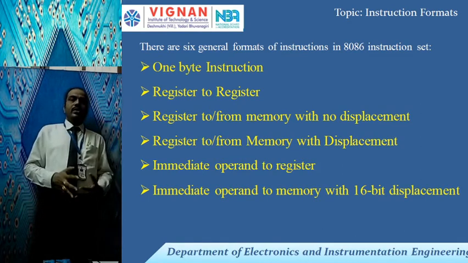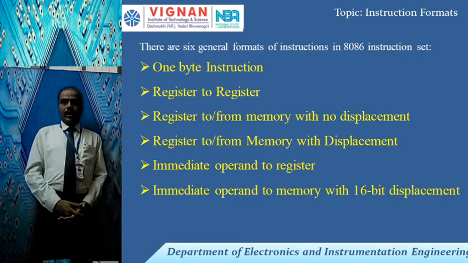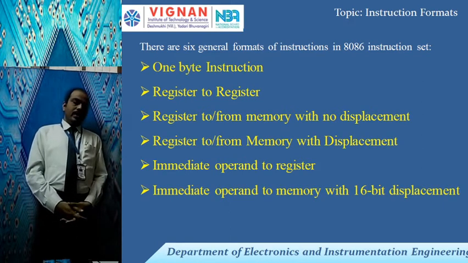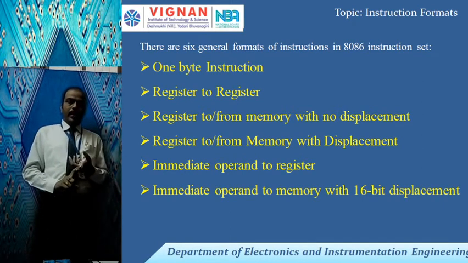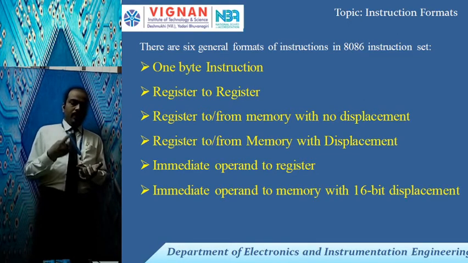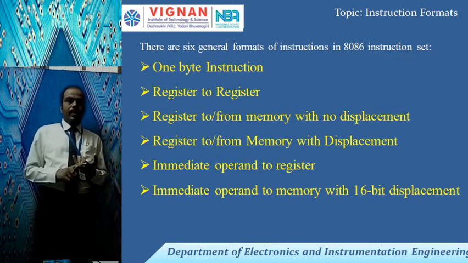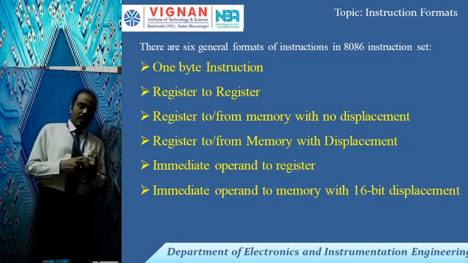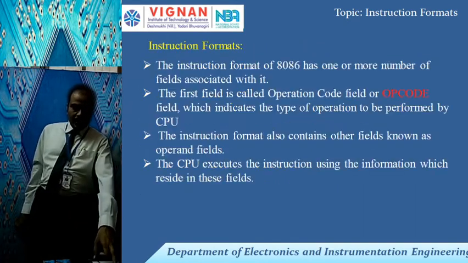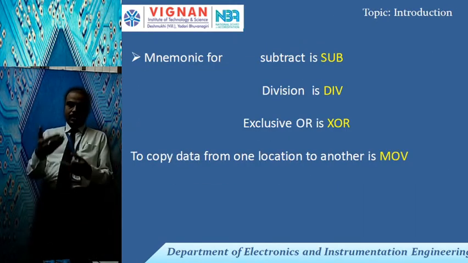So these are the 6 instruction formats that the 8086 microprocessor is having. Those are 1 byte instructions, register to register, register to or from memory with no displacement, with displacement, immediate operand to register, and immediate operand to memory with no displacement and with displacement. So these are the instruction formats. So here we will just have some review.